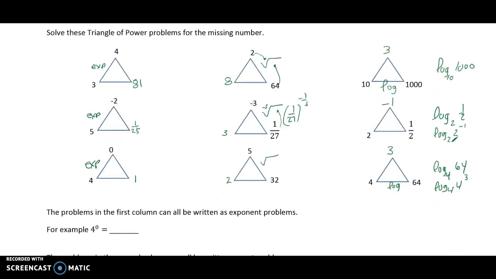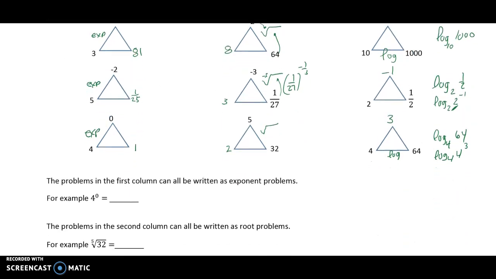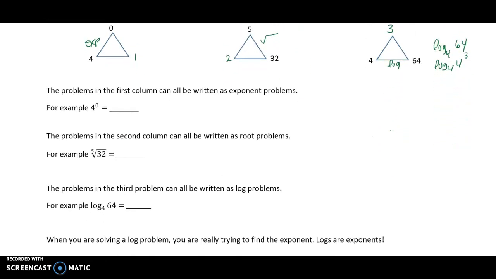So we got a little practice there. And what we can see here is that problems in this first column that were up here all can be written as exponent problems. For example, 4 to the 0 equals 1. The fifth root of 32 is 2 for the second column. Those are all root problems. And then the third column, those are all log problems. So we wrote log base 4 of 64 is 3. So when you're solving a log problem, you're really trying to find the exponent. Logs are exponentials.